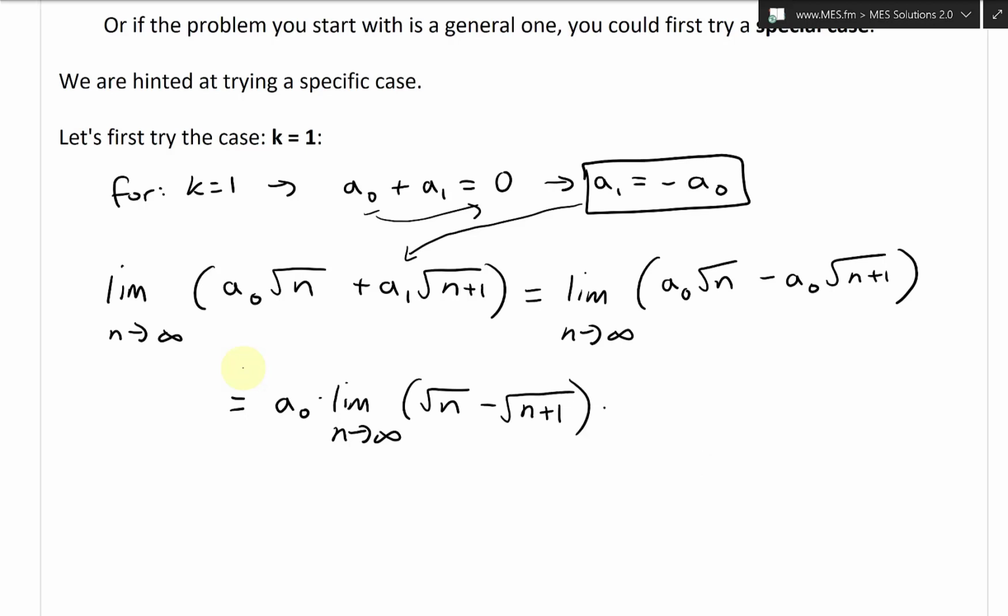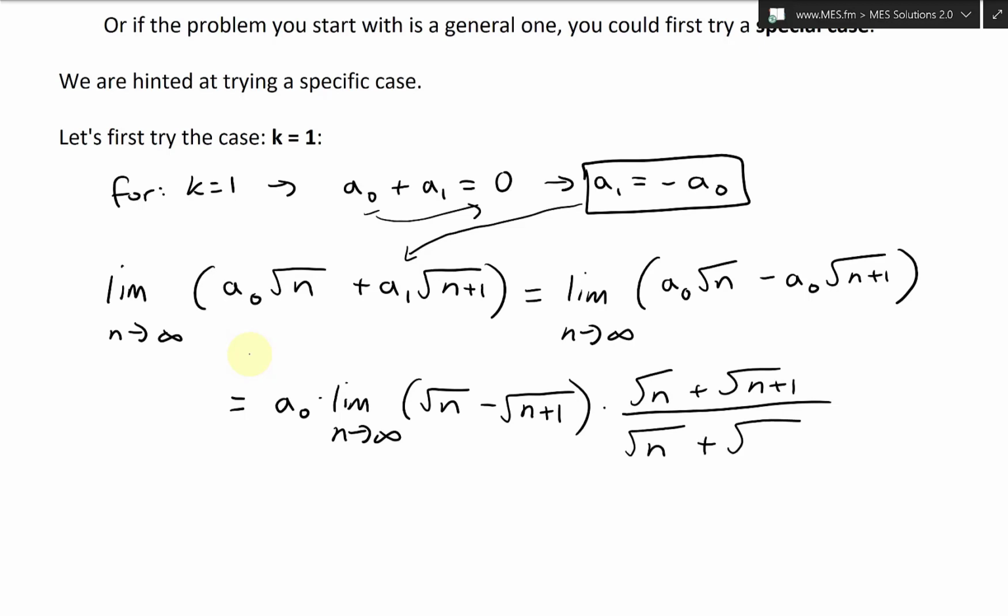Now the trick, which the calculus book does, is we'll multiply this by the same thing but with plus instead of minus, and we'll have a bunch of cancellations. So we're going to multiply this by square root n plus square root n plus 1, and divide it by square root n plus square root n plus 1.